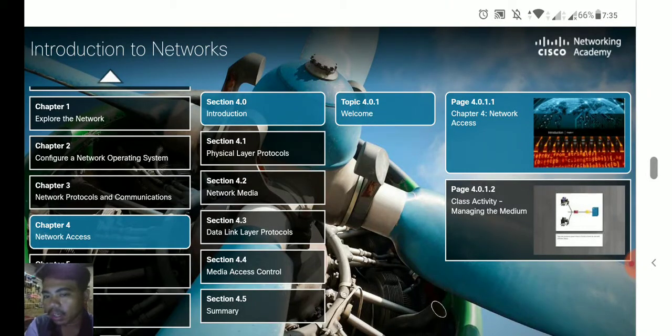So I'm here again to make a summary of chapter 4, network access. The network access comes first with the physical layer protocols, and then our physical layer connection. We have the types of connection.